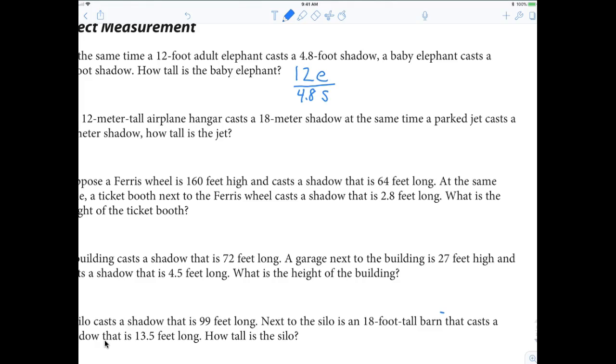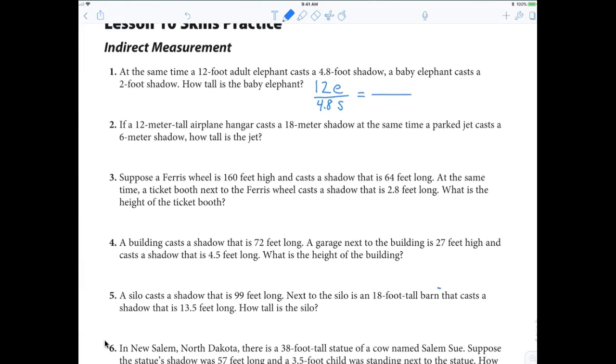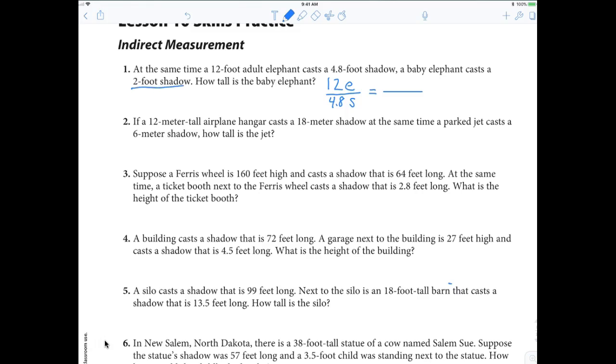The elephant is on top, and the shadow is on the bottom of the fraction. So when I create a proportion, the height has to go on the top, and the shadow has to go on the bottom. A baby elephant casts a 2-foot shadow. So where does the 2-foot go? On the bottom, because the shadow is on the bottom. And then X would go on the top. Is everybody okay with that?